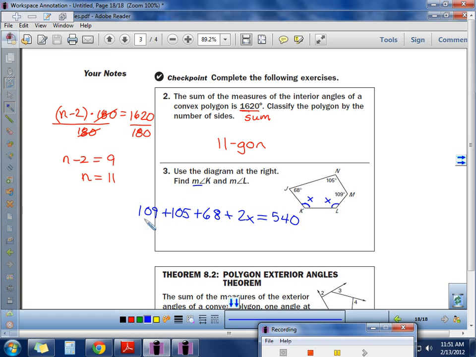On the left side, we can combine the like terms, which are those three-digit numbers, 109, 105, oh, and 68. Oh, and that's 282. Good help. All right, I'll change that. Thanks.